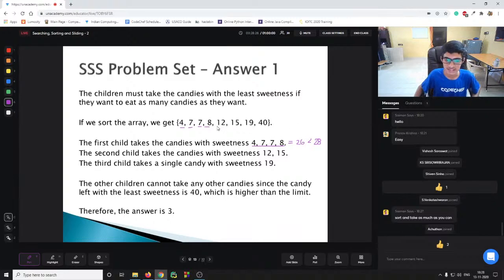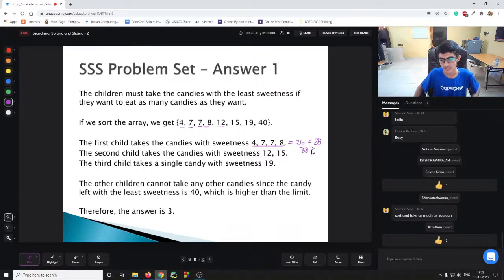Notice that if he takes 12, it will go to 38, which is greater than 28. So if he eats 12, then it won't be possible. Therefore he stops at 26. So now that's one child done.